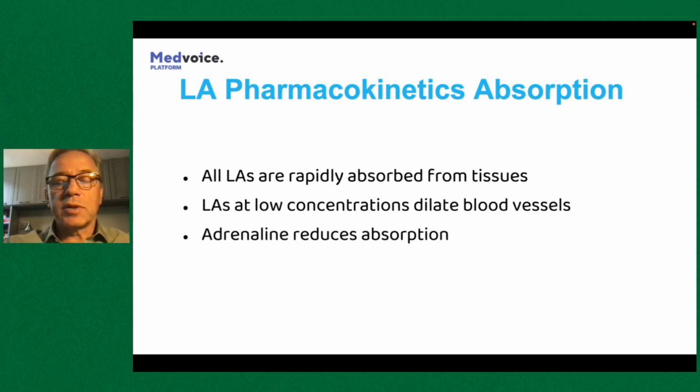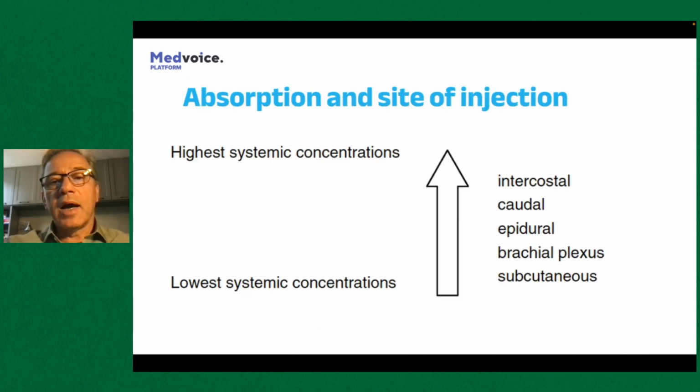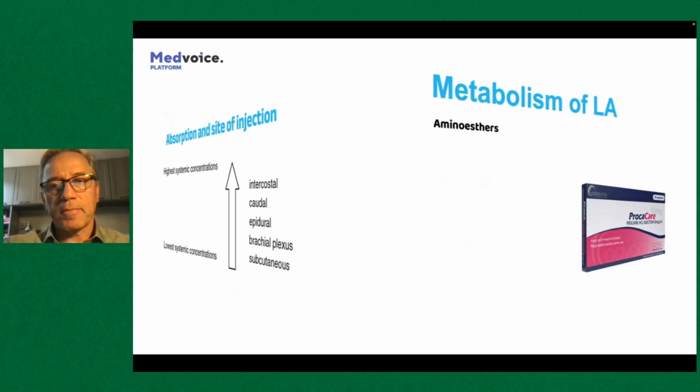Adrenaline, of course, reduces the absorption. We'll speak about that a little bit more. And high binding to tissue proteins also reduces the rate of absorption. And depending on where you inject it, the systemic concentration could be lower in case of subcutaneous injections, or really high, classically if you inject it into the intercostal area, and many other in between. Okay, so intercostal, highest absorption, subcutaneous, the lowest absorption.